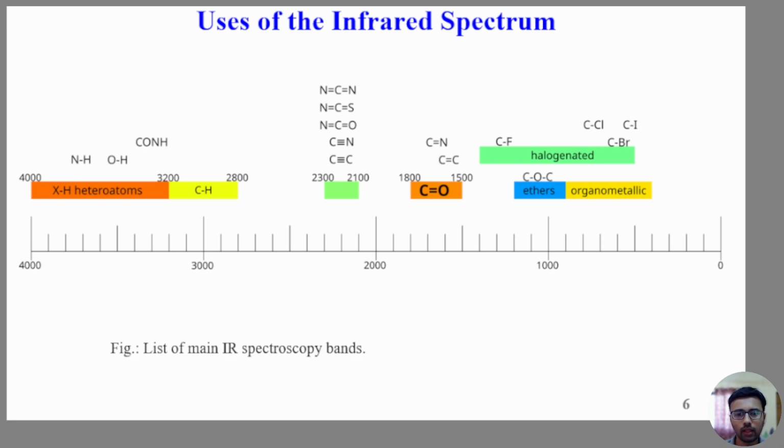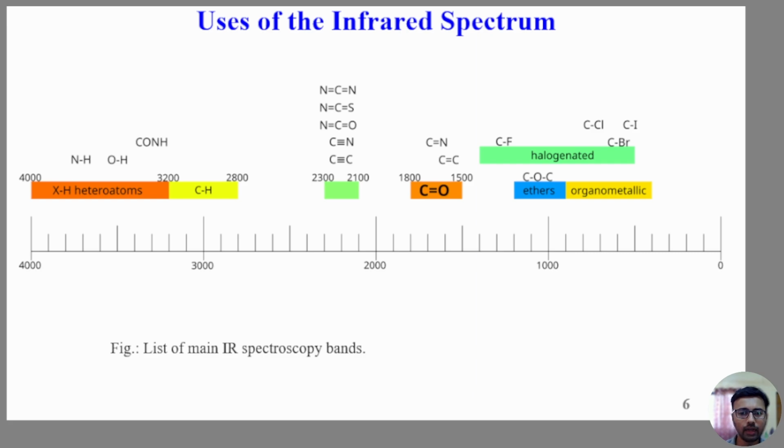First, look at the high energy region between roughly 4000 to 2800 inverse centimeters. In this region, we primarily see bonds involving hydrogen atoms, which includes oxygen-hydrogen bonds, nitrogen-hydrogen bonds, and carbon-hydrogen bonds. Why do these appear at such high wavenumbers? Because hydrogen is extremely light, and in vibrational systems, lighter atoms vibrate at higher frequencies. This is very similar to how a light spring oscillates faster than a heavy one.